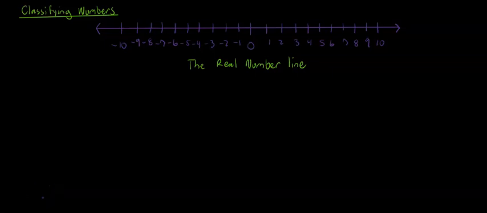In this video, I wanted to go through classifying some numbers with examples. So, up top we have the real number line. That gives us the natural numbers, the whole numbers, and the integers. So let's start by classifying the number -10 thirds. Where would this one fall on the number line?